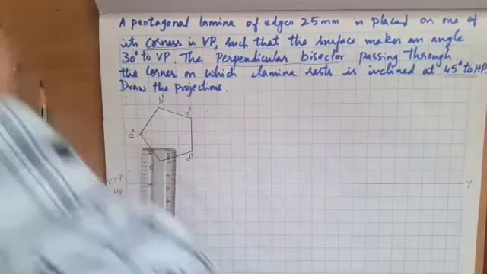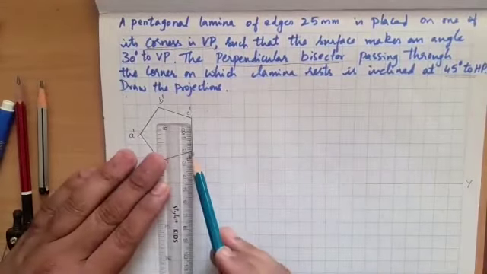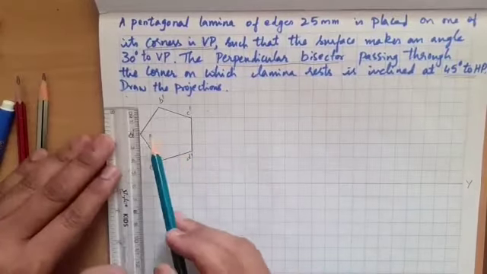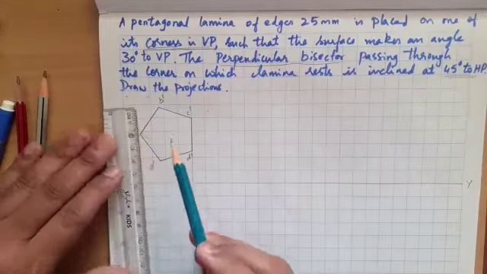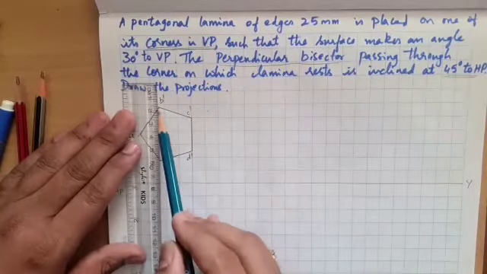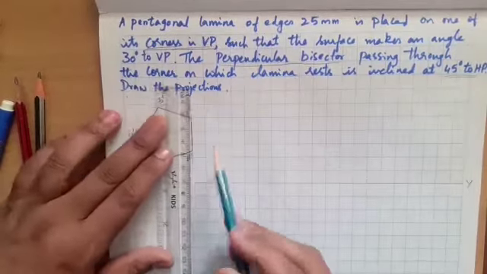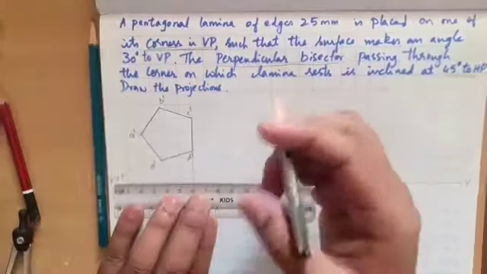So I'm using a 2H pencil for thin lines of the projections. From A dash, I'm going to draw a line till it meets the XY line. B and D should lie on the same projector line. I'm going to draw a thin line, and here also. So this is the maximum portion at which the top view will lie.